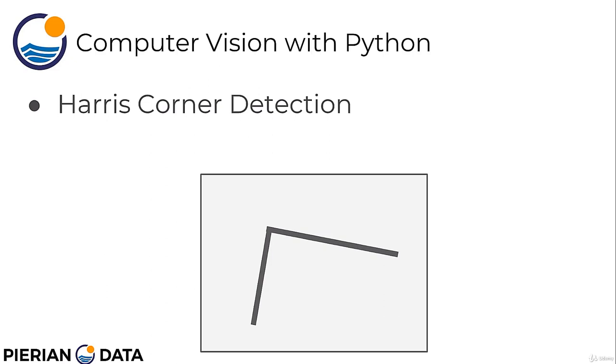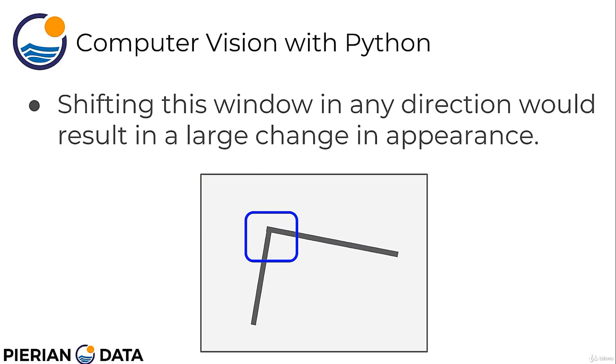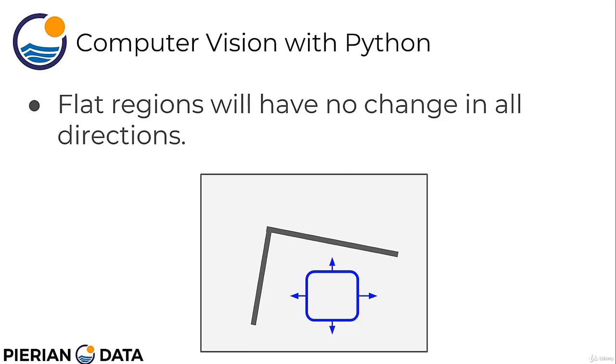So here we have an example of a corner in an image. We have two edges, and when they meet, there's our corner. Now let's imagine we started scanning and searching the image, looking for corners. Shifting this particular blue window that we have on top of the image in any direction would result in a large change in appearance if that particular window happens to be located on a corner. Flat regions will have no change in any direction. So if this particular window happens to be outside of something that contains any edges or corners, then we call this flat because there's no change as you scan in any direction.